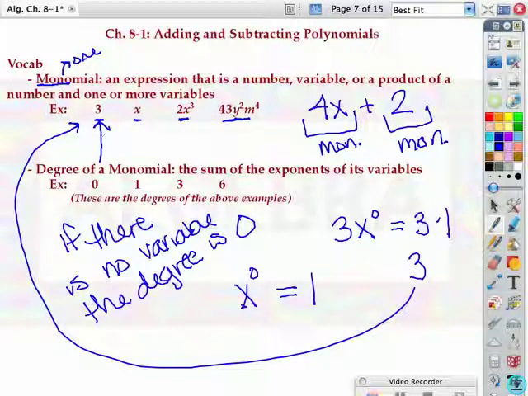All right? And then moving on down the line, this would be 1, because that's the exponent for this variable. The degree of this monomial would be 3, because that is the exponent, I'm sorry. And then this last term would have a degree of 6 because it has a 2 and a 4. So you add them.